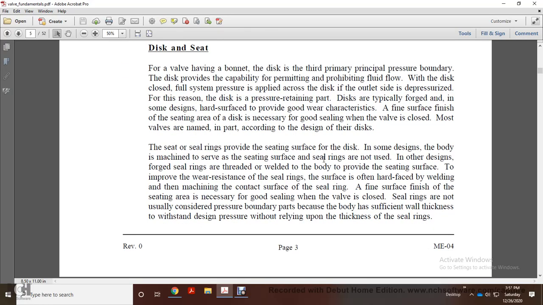The seat or seal rings provide a seating surface for the disc. In some designs, the body is made to serve as the seating surface, and seal rings are not used. In other designs, forged seal rings are threaded or welded to the body to provide the seating surface.